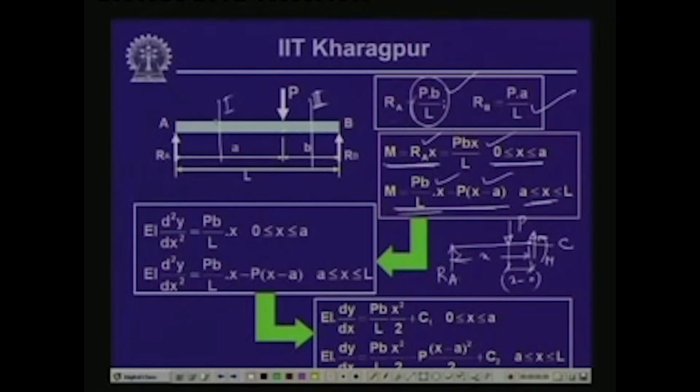So, you see that over these two segments we have two expressions for the bending moment. Our next step is to substitute these values of the bending moment in our differential equation, which is E I d2y dx2 is equal to moment, and moment is equal to P B x by L.